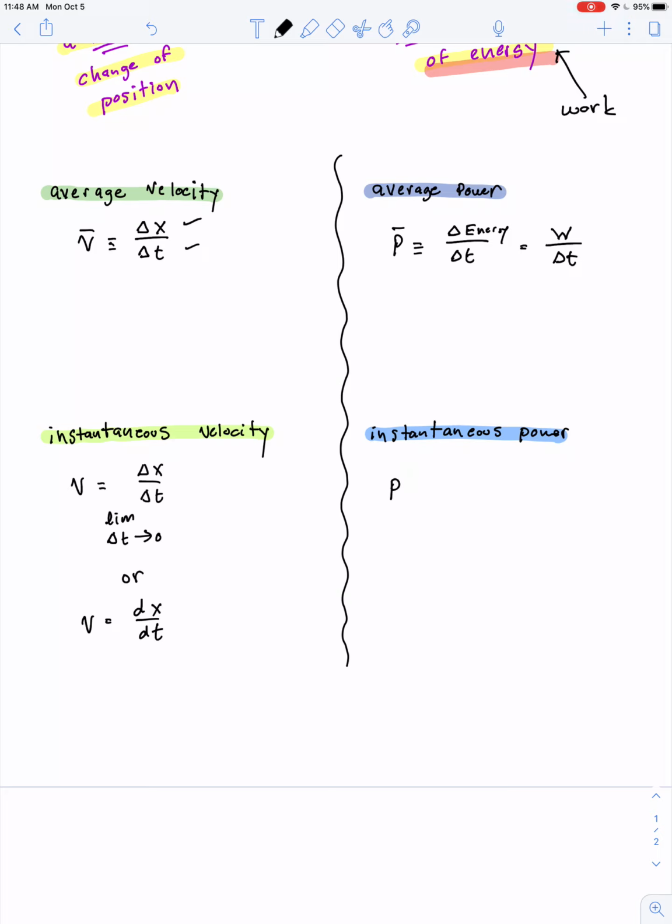Instantaneous power is then equal to the amount of work divided by time in the limiting case where the time interval approaches zero. Or in other words, power is equal to the derivative of work with respect to time.